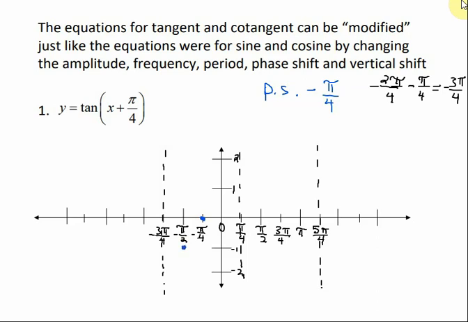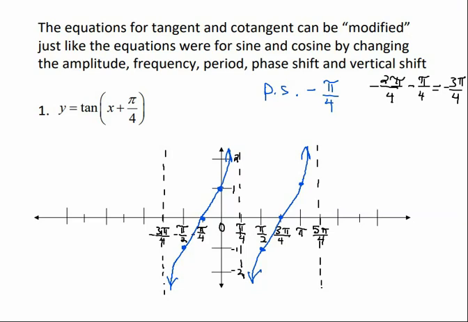And then instead of my positive 1 value being at positive pi over 4, it's going to be at 0. So let me connect these to get my tangent function that's been transformed or translated. Okay, and so I'm going to just do one more. Have the negative 1 value, the 0 value, and the positive 1. All right, and so that's two periods. Just one of those sections would be a period for this graph.